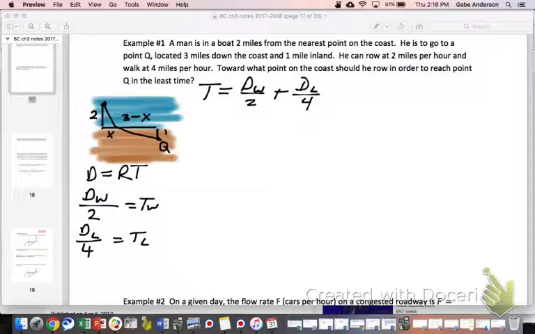How would we figure out the distance in the water or the land? Pythagorean theorem, or you could use the distance formula, right? It's the same thing. So we could then say time equals 1/2 times the distance in the water, which would just be the square root of x squared plus 4, plus 1/4 times the distance on the land, which would be the square root of 9 minus 6x plus x squared.